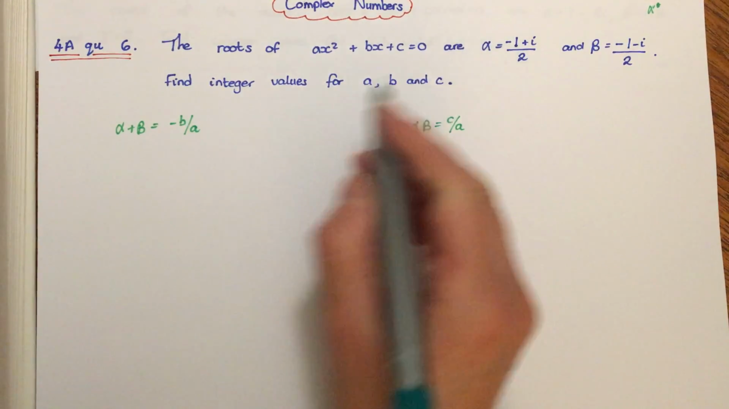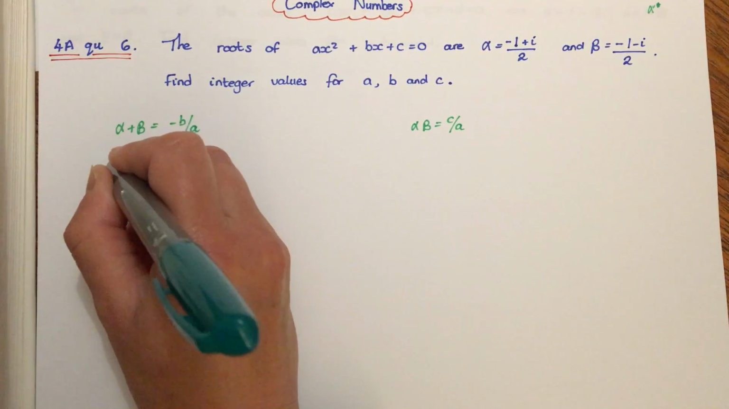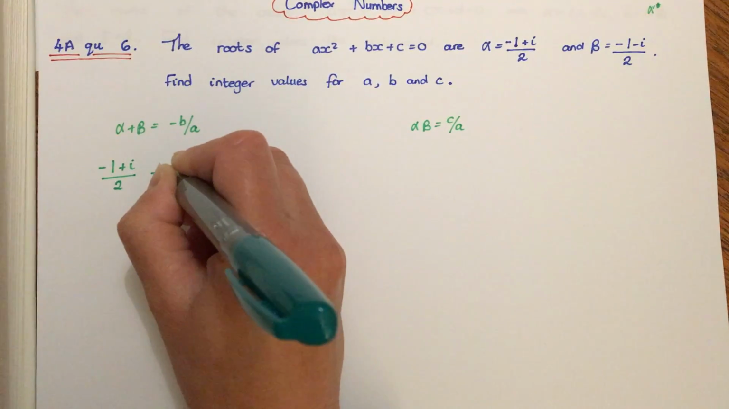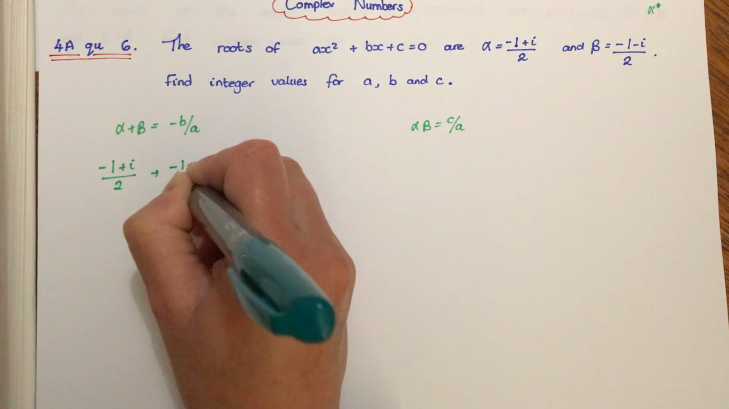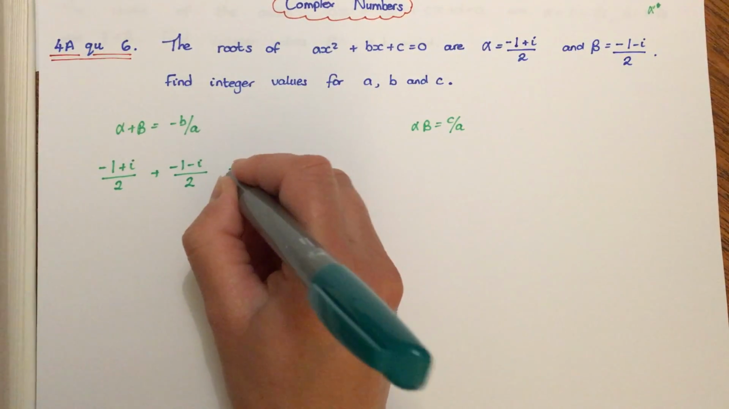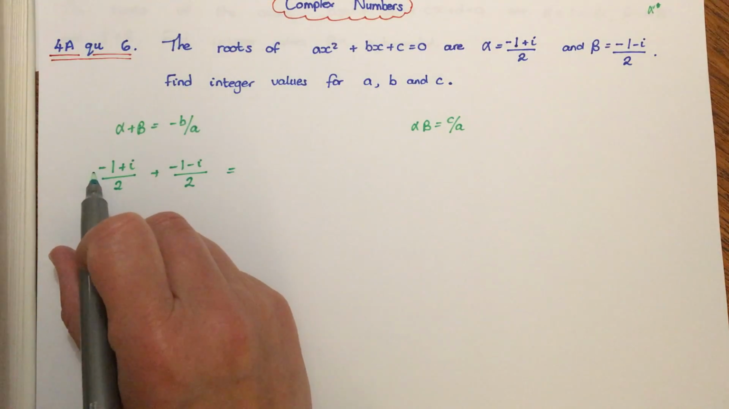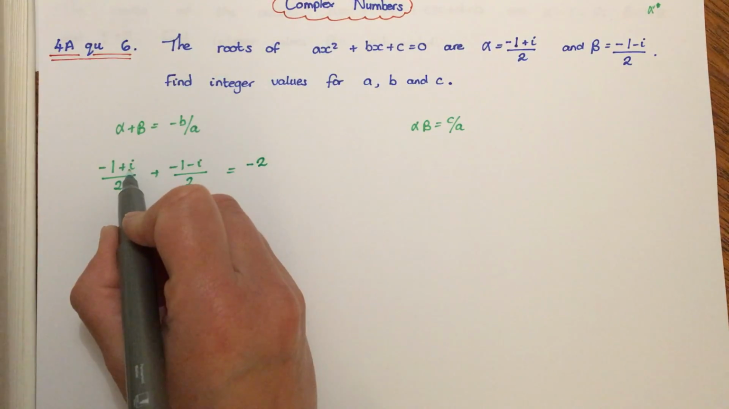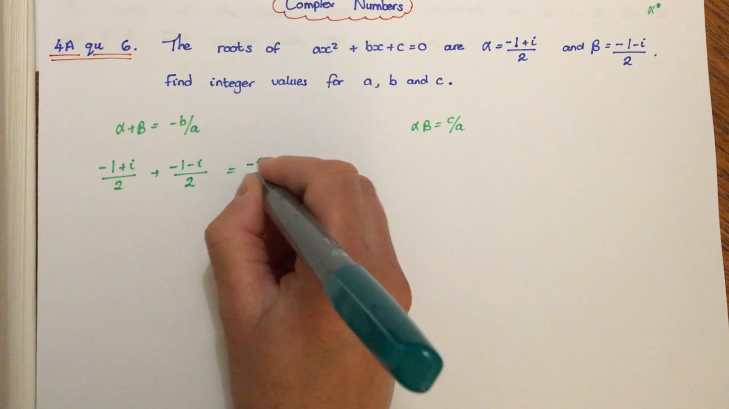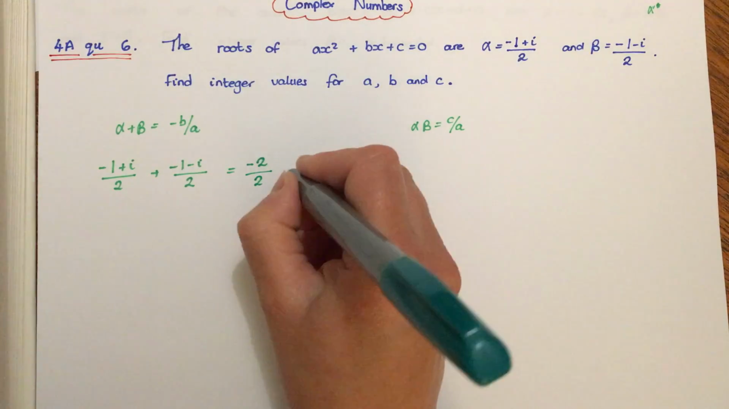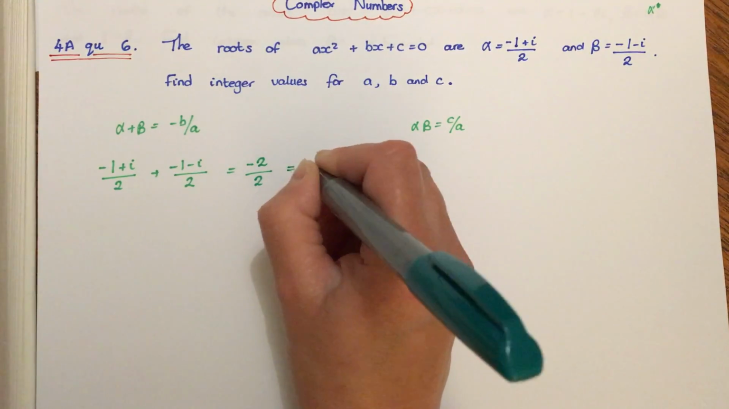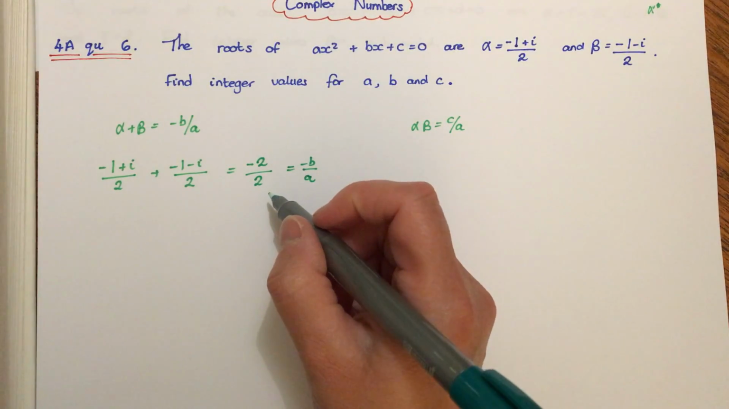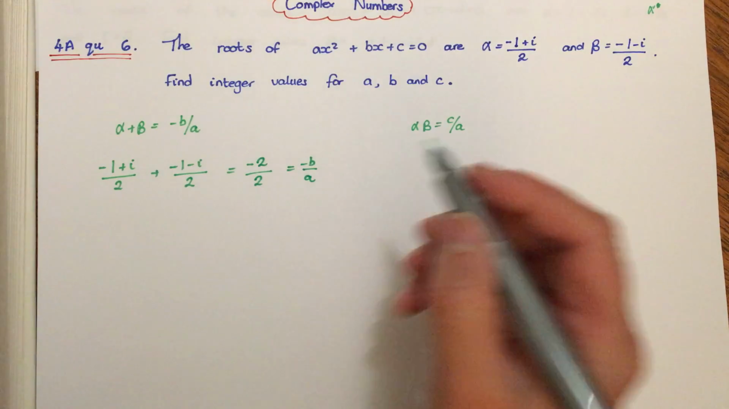So alpha plus beta will be minus 1 plus i over 2 plus minus 1 minus i over 2. They've got a common denominator, so we can just add the numerators. Negative 1 add negative 1 is negative 2. i plus minus i is nothing. And we're left with negative 2 over 2, which is minus b over a. I'm not going to simplify that for now.